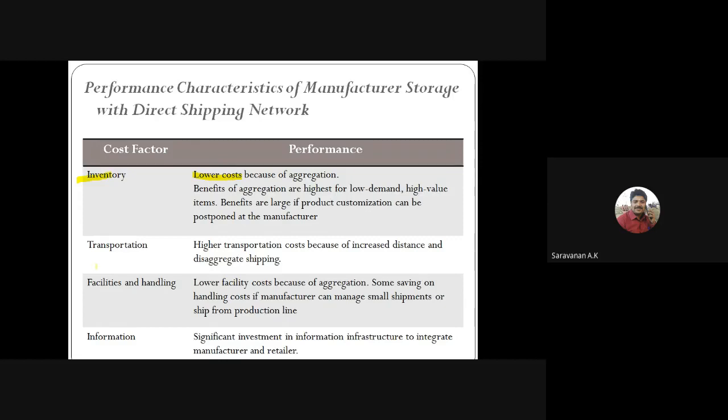Then the second one is transportation. Here the transportation cost is higher because of the increased distance, right? The distance between the customers and the manufacturer may be too long. In most cases it is a very long distance, so the transportation cost increases.